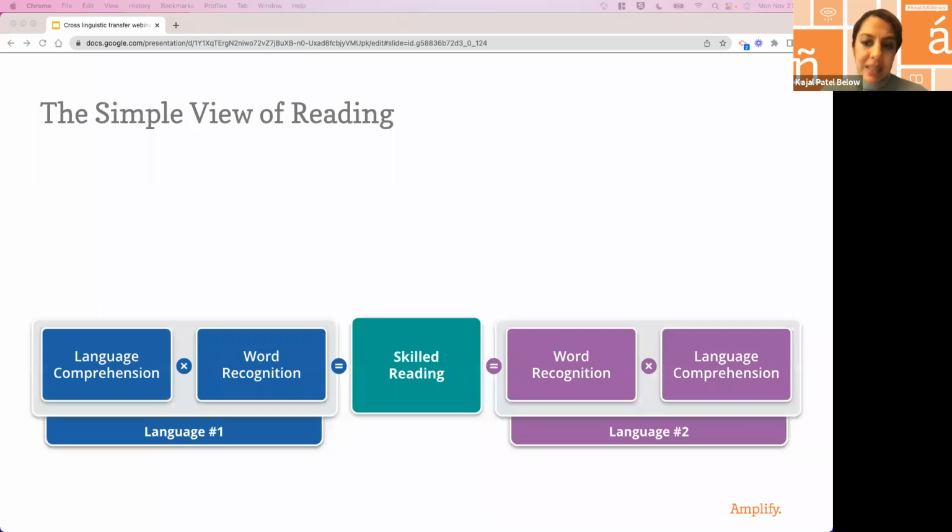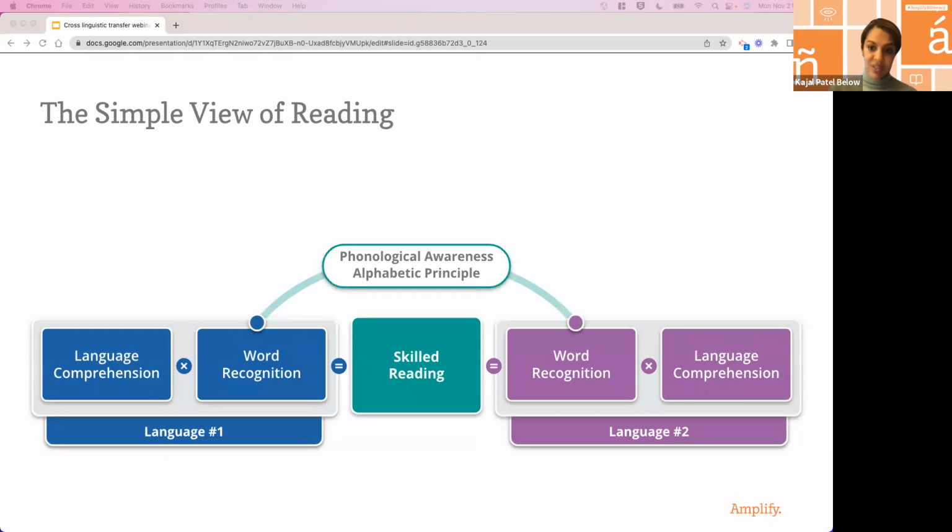So in 1986, Philip Gough and Bill Tunmer proposed an easy way to understand the complex combination of skills that result in reading, and they called it the simple view of reading. The main idea behind this simple view of reading is that the combination of language comprehension and word recognition is what leads students to gain meaning from text. So if either language comprehension skills or word recognition skills are lacking, students can't become skilled readers. And this is true in both English and Spanish.